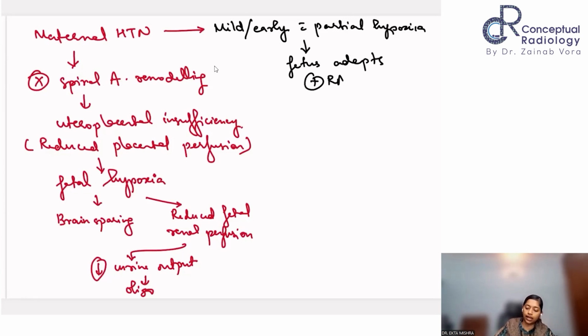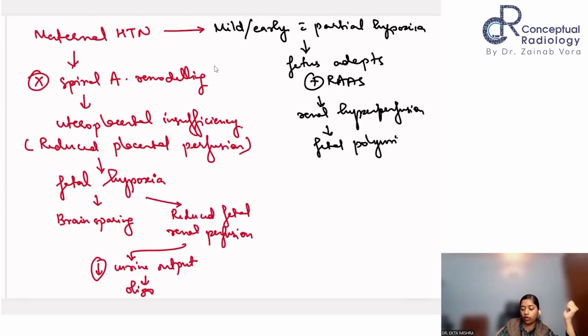The RAS system gets activated, leading to renal hyperperfusion, renal vasodilatation, very good. That leads to fetal polyuria. Yes, so the AFI will increase. That's one method which is proposed for how there will be polyhydramnios.